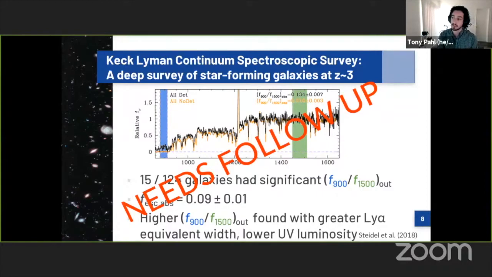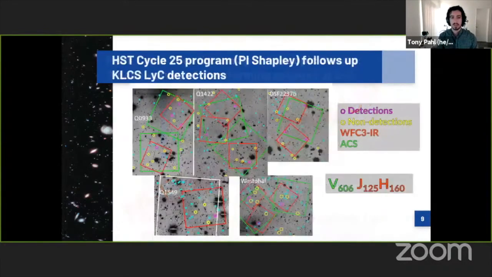by the spectroscopic removal. So this brings us to an HST Cycle 25 program, of which Alice Shapley was a PI, and it follows up these KLCS Lyman continuum detections. You can see them in pink in these 5 different fields, together with our ACS and WFC3/IR pointings that we observed these galaxies for. You can also see some non-detections that came along for the ride in these pointings that we can also do this analysis for.